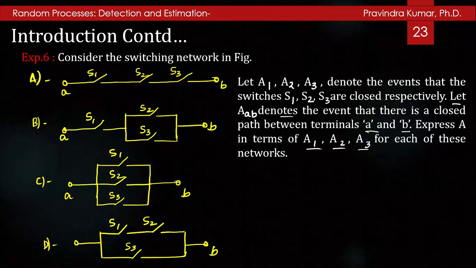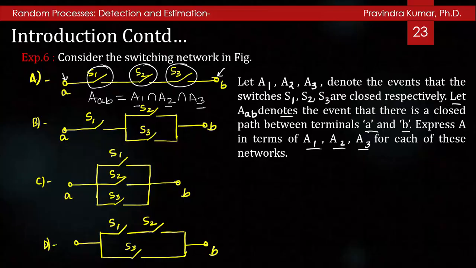So for the first circuit, AB will be equal to A1 intersection A2 intersection A3. This means the circuit between point A and point B will be closed if switch S1 is closed, meaning event A1, switch S2 is closed, meaning event A2, and switch S3 is closed, meaning event A3. And these three switches should be closed simultaneously to maintain a closed path between A and B. So AB will be A1 intersection A2 intersection A3.